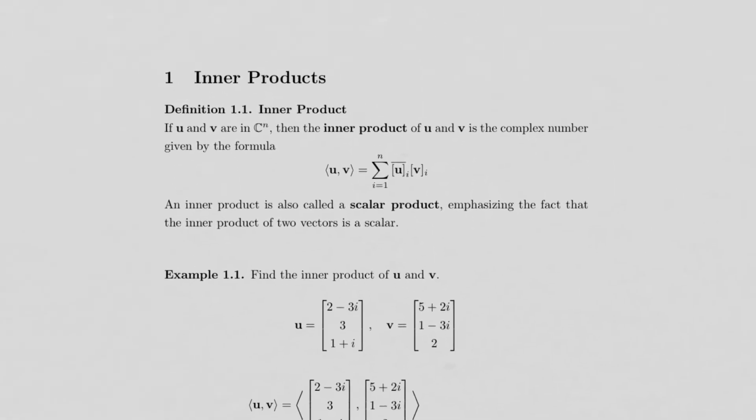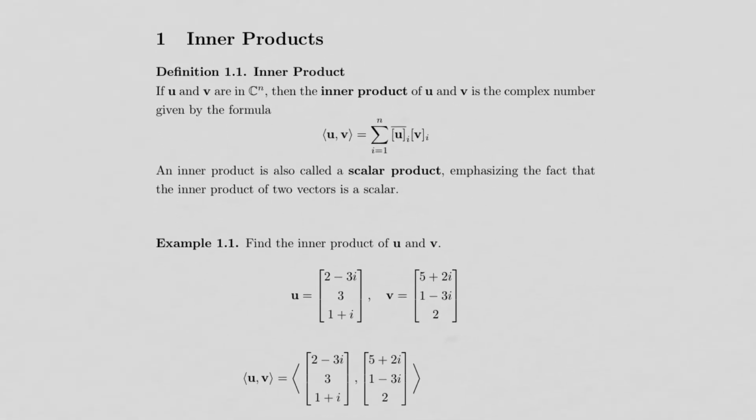So let's start with the definition of an inner product. If u and v are vectors in Cn, if they're column vectors, we define the inner product using this equation. First of all, we have this notation that we use to indicate the inner product of u and v. We put them inside these angle brackets, separated by a comma, and this is the formula that we use to compute the inner product of u and v.